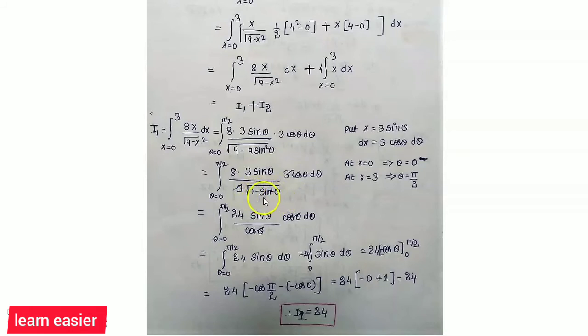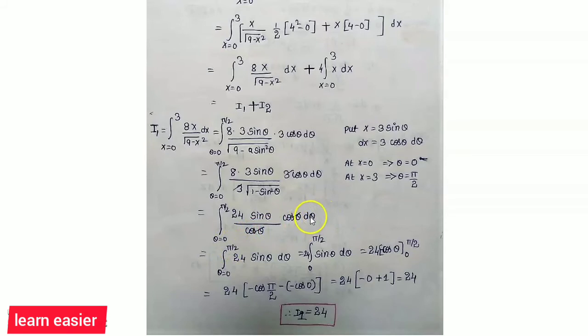So 1 minus sine square theta is what? Cos square theta. Since we know that sine square theta plus cos square theta equal to 1, then cos square theta equal to 1 minus sine square theta. So let's substitute in the place of 1 minus sine square theta as cos square theta. Since we have square root there, square root of cos square theta is cos theta only. So here you can see here is cos theta and here is cos theta, so both are cancelled out.